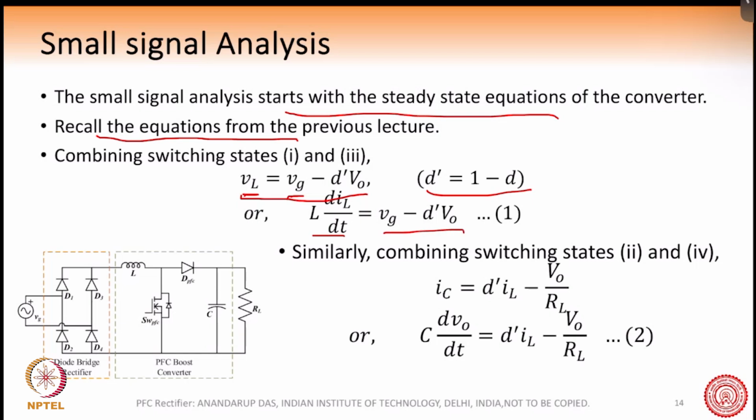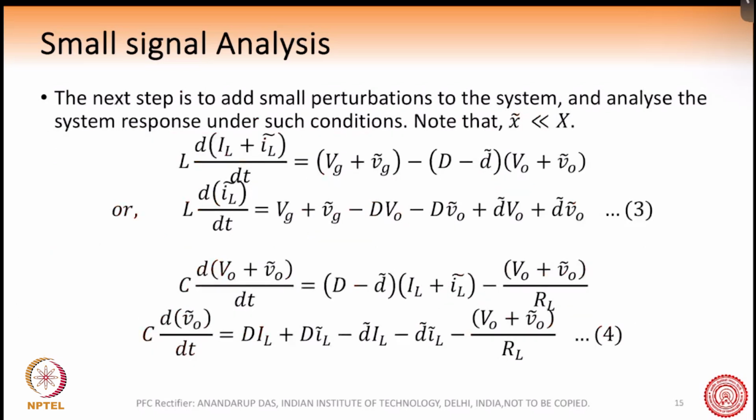Similarly, when you combine the switching states 2 and 4 from the previous one, this was the IL current, so this is the L dIL/dt and this is the IC current. IC equals D dash times IL minus V0 by RL. And so IC equals C dV0/dt, which is D dash IL minus V0 by RL. These equations are coming from the previous lecture; you just have to go back to that. Again, the process is very similar.